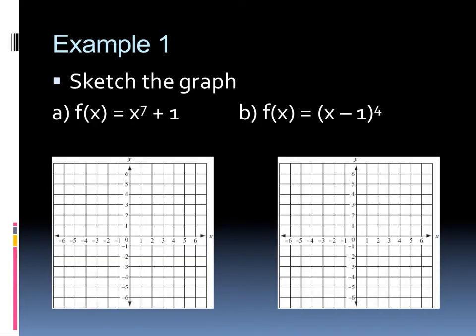So think about what's happening here with these. Sketch the graph. So f of x equals x to the 7th plus 1. 7 is even or odd? Odd, which means it's going to resemble which graph? X to the third. And the plus 1 is doing what?